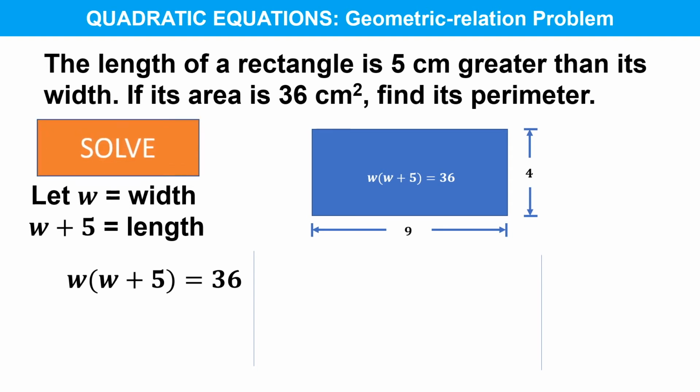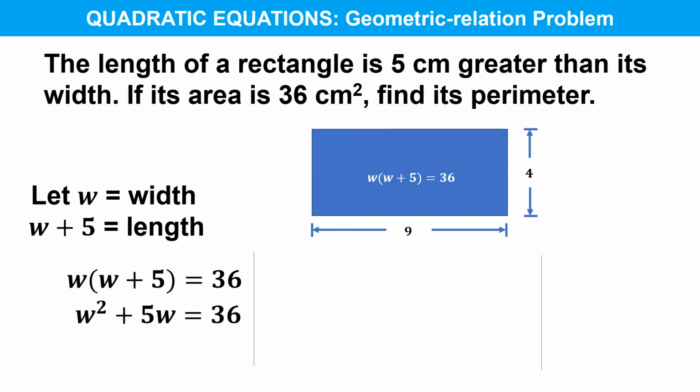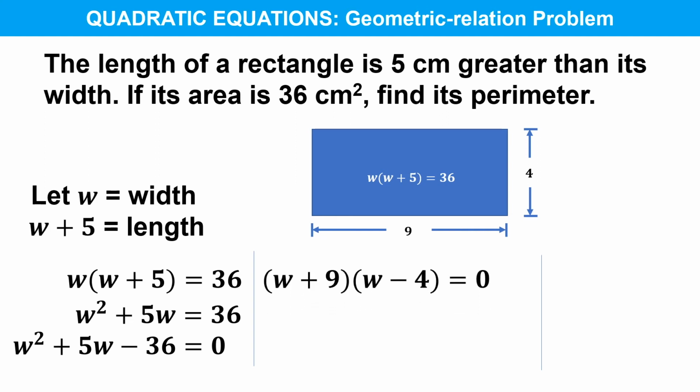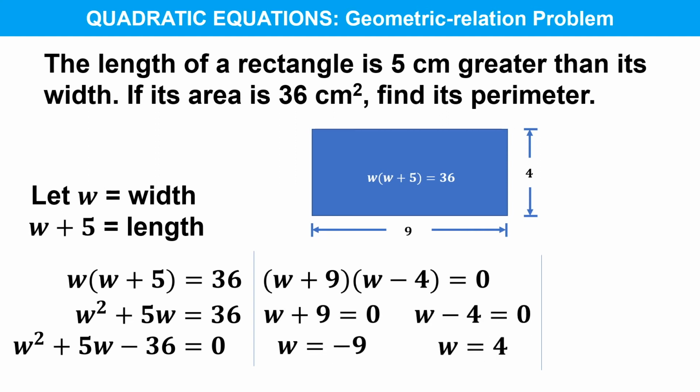Let's now solve the equation. First, apply the distributive property. This gives us W squared plus 5W is equal to 36. Convert the equation to standard form. Then factor the left side. Equate each linear factor to 0. Then solve for the values of W. The values are negative 9 and 4.